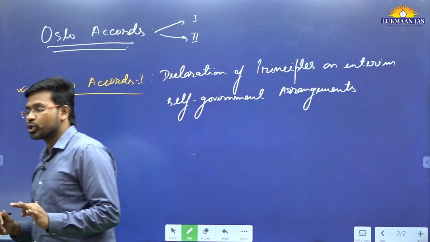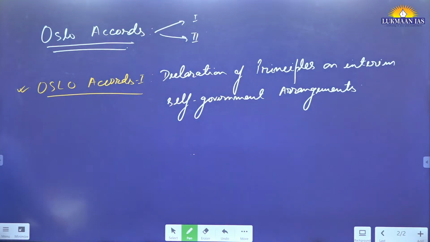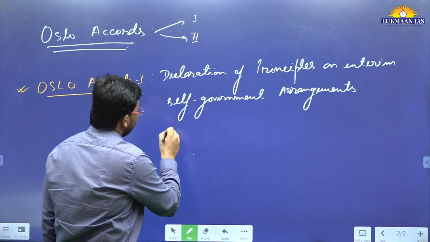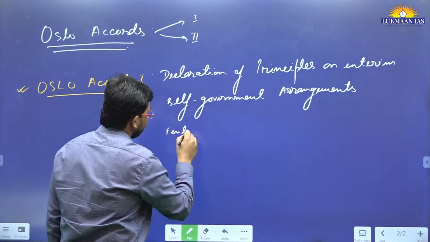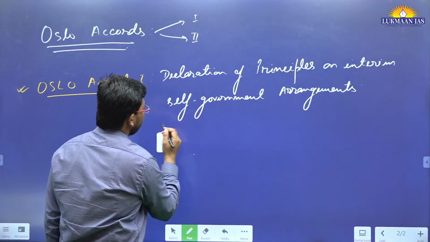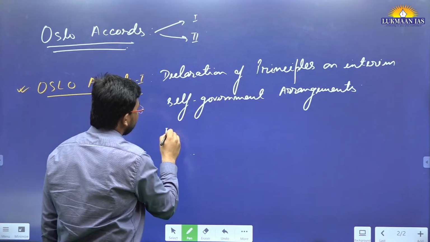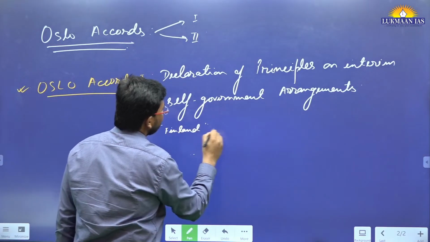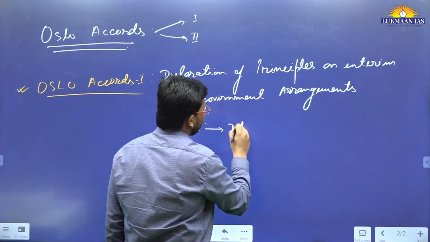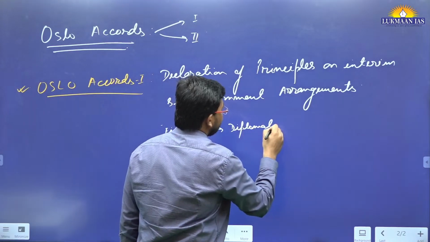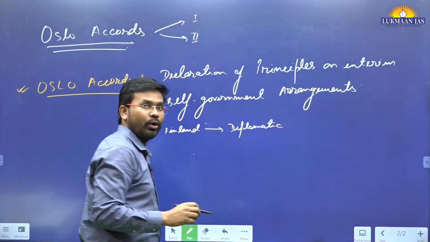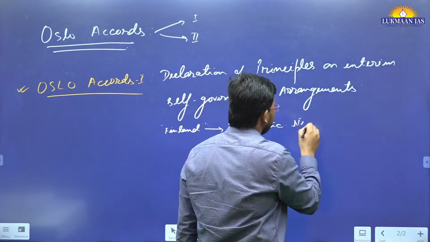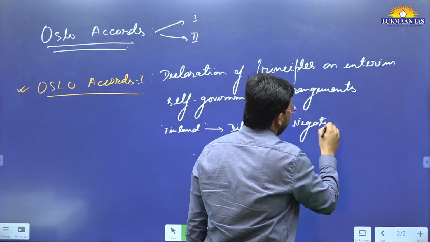So this Oslo Accords 1 was signed, let's say, in Finland, in one of the regions, I mean, a Scandinavian country supported a kind of diplomatic negotiation between Israel and Palestine.